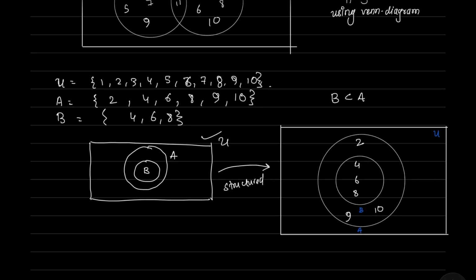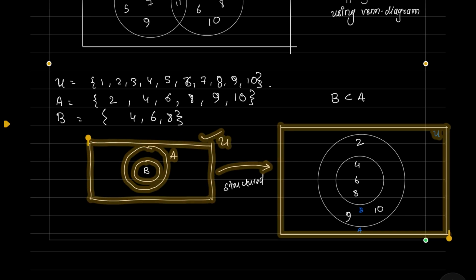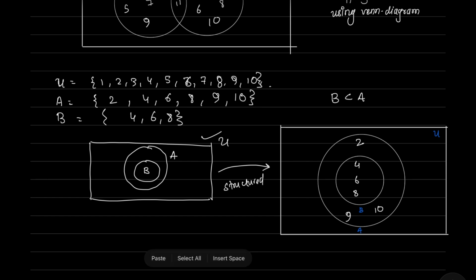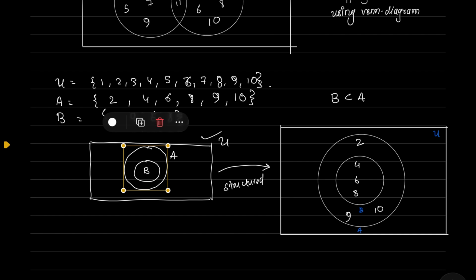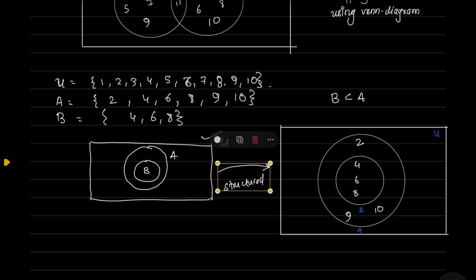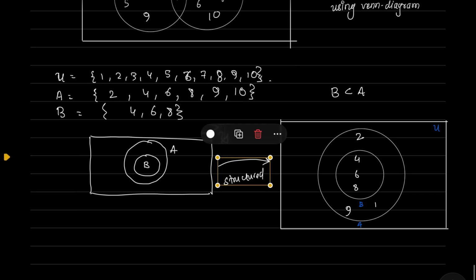So basically, while making the Venn diagram, we will first have a universal set. Then we will have one set A inside our universal set, which will basically be 2, 4, 6, 8, 10. Then inside this set A, we will have our set 4, 6, 8. And if we give some structure to this, what do we get? This is the structured output. This is the structured Venn diagram actually.